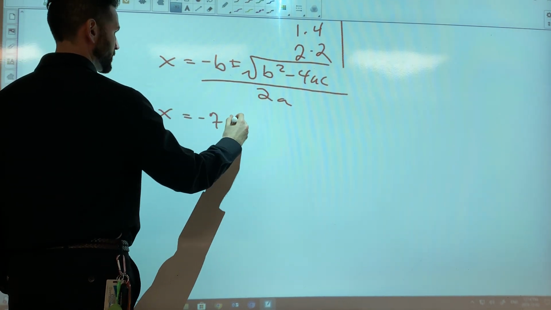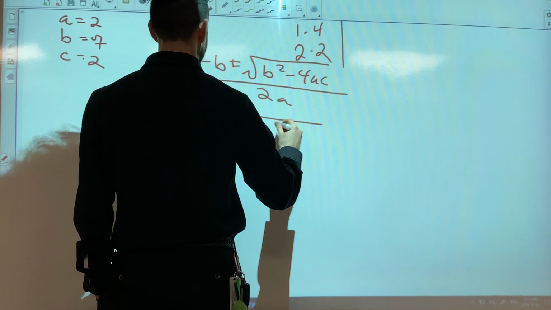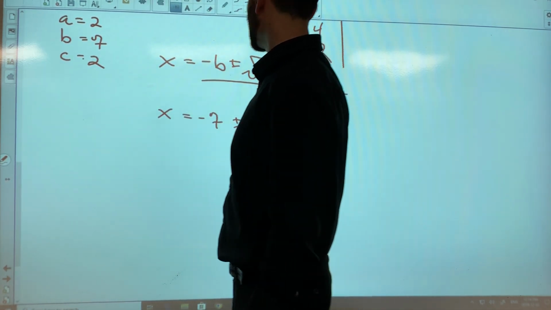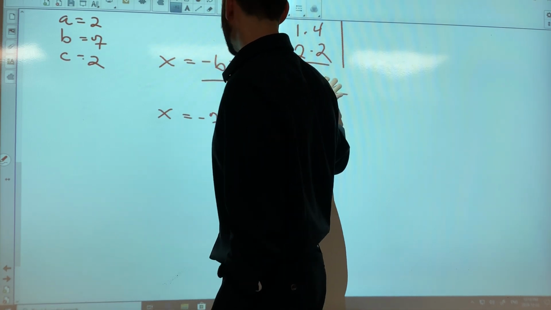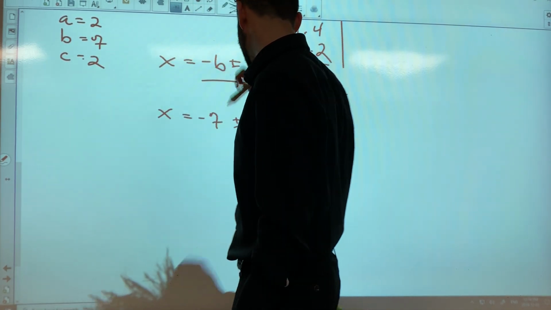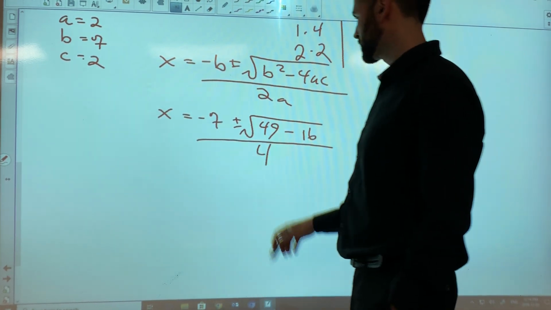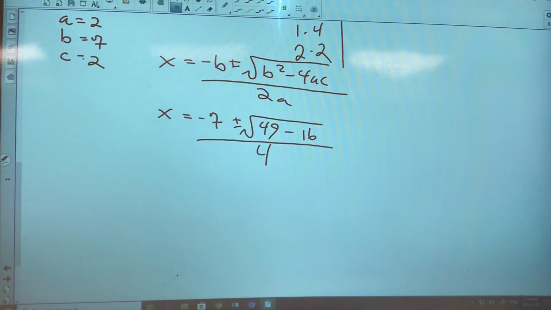You get -7 plus or minus the square root of 7 squared, which is 49, minus 4 times a times c. I'm just going to try to do some shortcuts. So 4 times 2 times 2, so it's just 16, right? Over 2 times a, which is 4. You guys double check really fast.